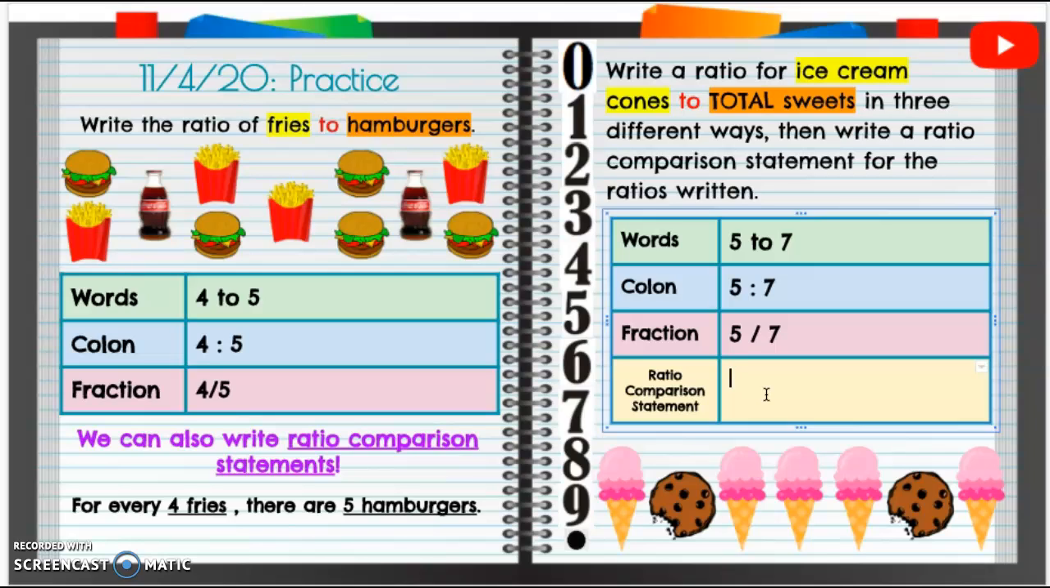Now, the ratio comparison statement. Every time it's going to be for every blank, there are blank. For every, well, in this case, what was first? Ice cream cones. So for every, how many ice cream cones were there? 5. So for every 5 ice cream cones, there are, well, what was the next thing? 7. 7 what? Total sweets. There are 7 total sweets. That's it. So for every 5 ice cream cones, there are 7 total sweets. That's all you have to do for your practice today. Great job.